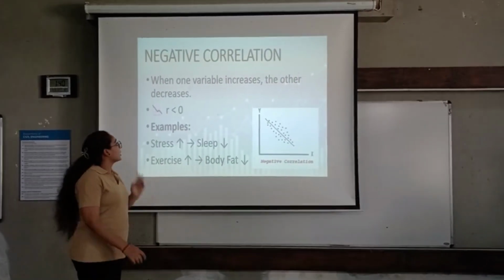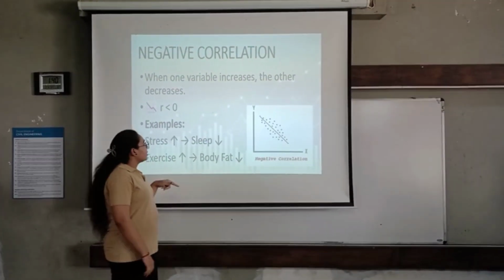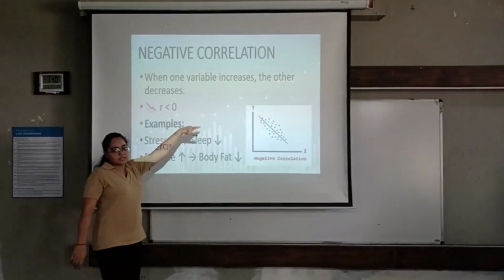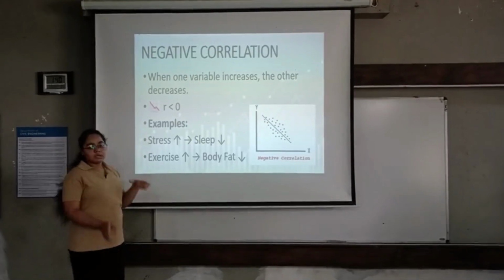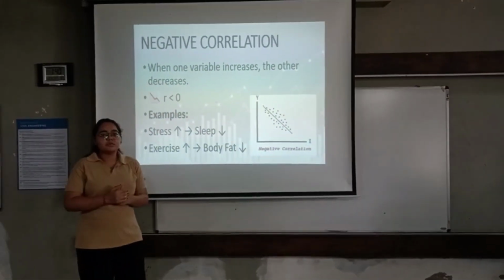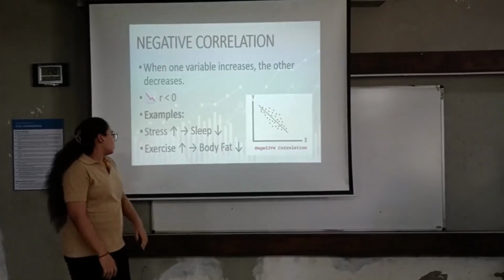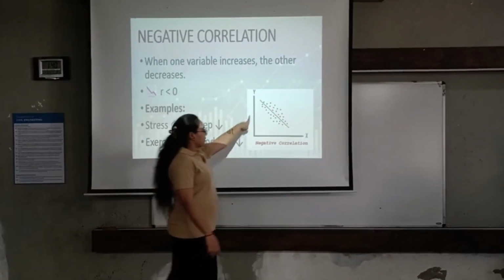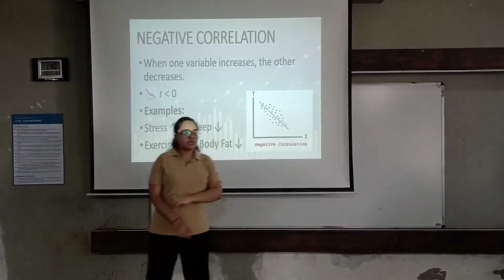Now, what is negative correlation? When one variable increases and the other decreases, the R value is less than 0, down to -1. Example: if stress increases, sleep decreases. If the exercise volume increases, weight decreases. So this is the graph of the negative correlation.